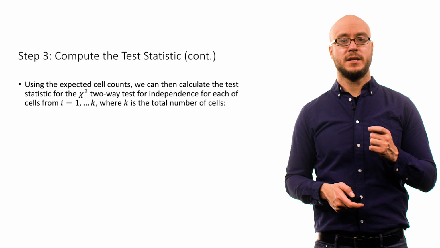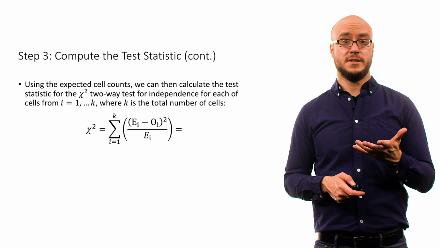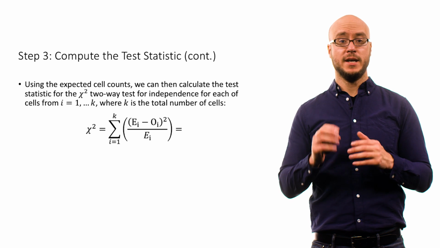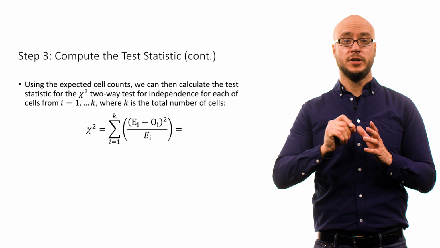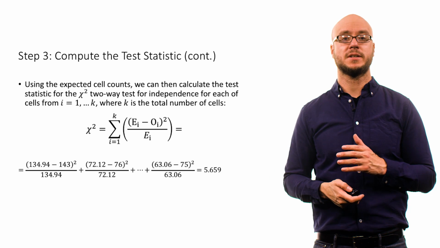Then based on these expected and observed counts, we can compute the test statistic. The chi-square test for independence is based on this test statistic where i is an index for the total number of cells. So in our case, we're going to have 6 cells, i equals 1 to k equals 6, because we have 2 times 3 equals 6 cells.